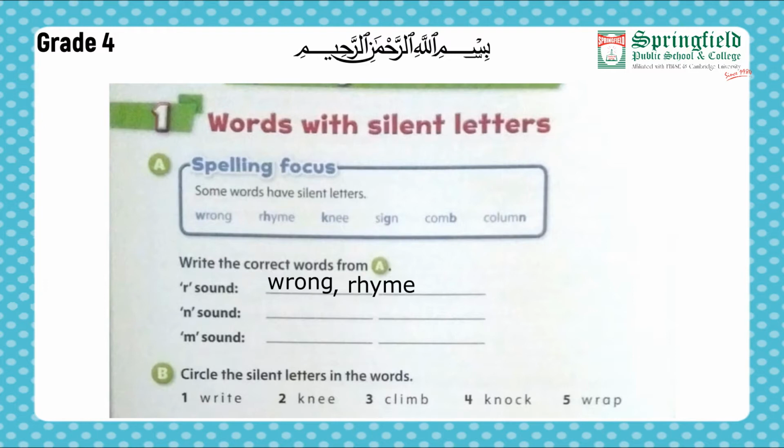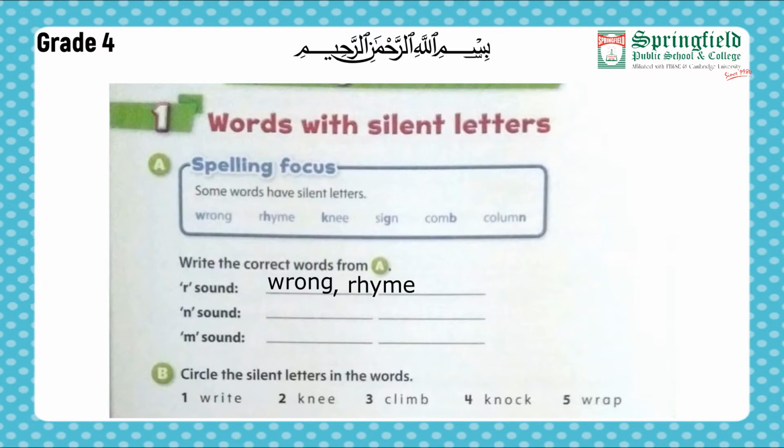You are now going to read the rest of the 4 words, and you will have to see which words give you the sound of N and which words give you the sound of M. And you will have to write those two words in front of the correct sound. Alright?